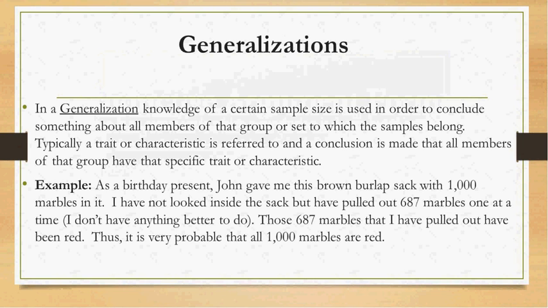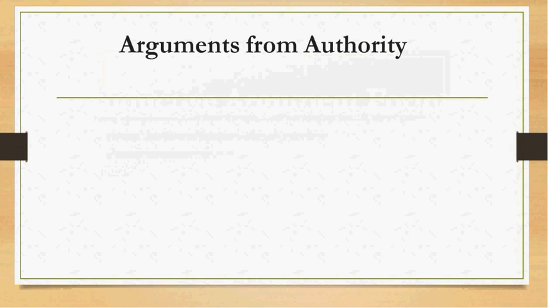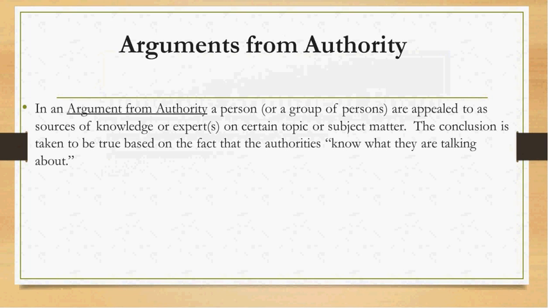Okay, our next argument is arguments from authority. In an argument from authority, a person or perhaps a group of persons are appealed to as sources of knowledge or experts on a certain topic or subject matter. The conclusion is taken to be true based on the fact that the authorities know what they are talking about.